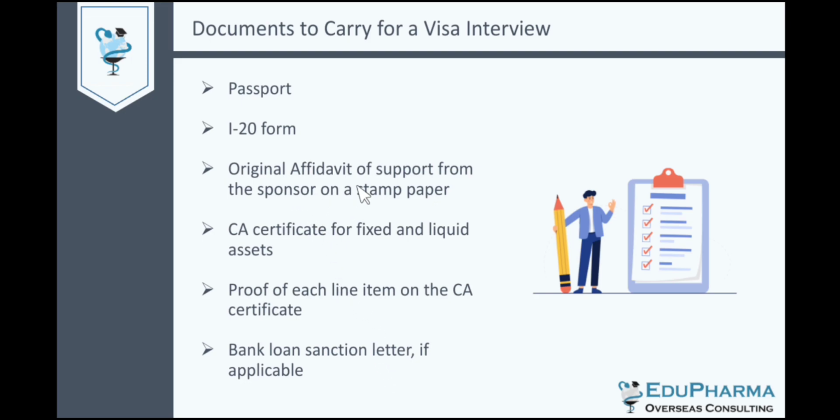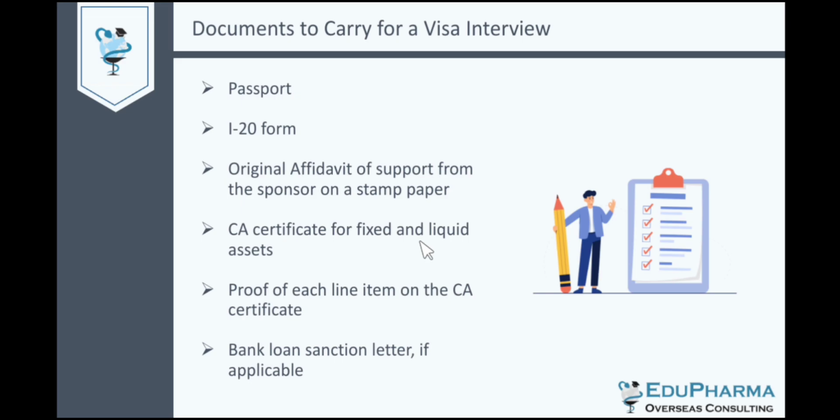This includes an original affidavit of support from your sponsor. In case it's your parents or a close relative, you would need a support letter from them on a stamp paper, which says that they are willing to sponsor your education in the United States for the program that is mentioned on the I-20. You also need a CA certificate for fixed and liquid assets, and I'll share a format for that in the next slide.